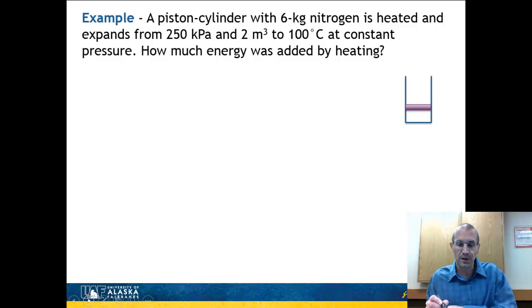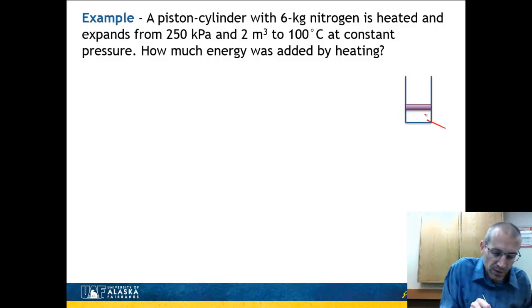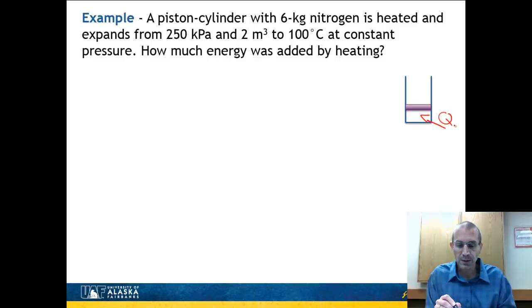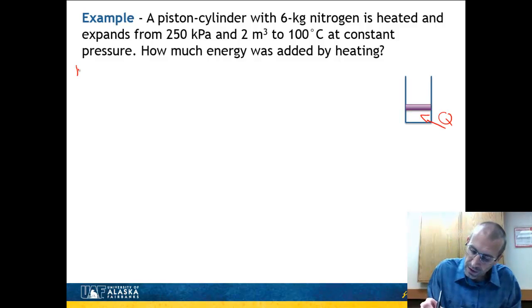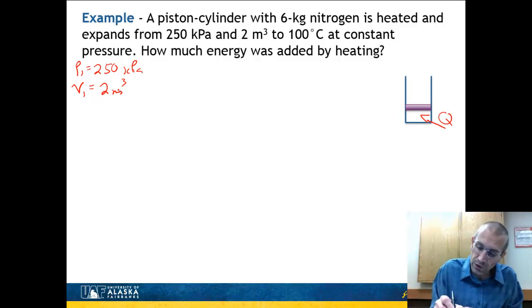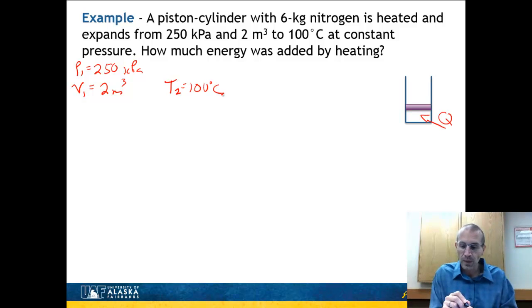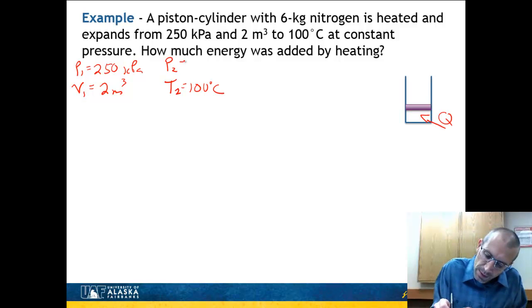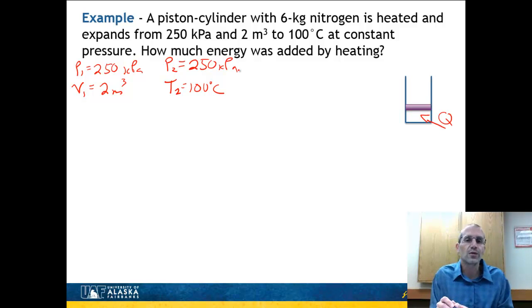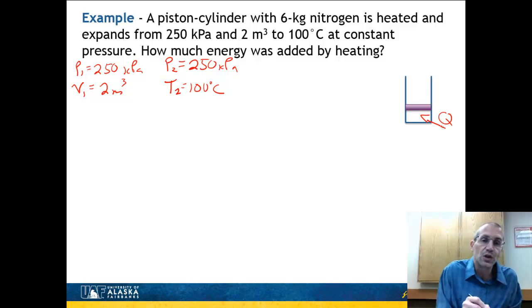So let's go ahead and do an example here. I've got a piston cylinder with 6 kilograms of nitrogen, and it's heated, so I'll put some heat in, Q. And it expands from 250 kPa, so let's write those numbers down. Our first pressure, P1, is 250 kilopascals. And my initial volume, V1, is 2 cubic meters. And it expands to 100 degrees Celsius, so that's my final temperature, T2. And it happens at constant pressure, so my final pressure is the same as P1, which is 250 kilopascal. And the question asks for how much energy was added by heating, so it wants to know what Q is.